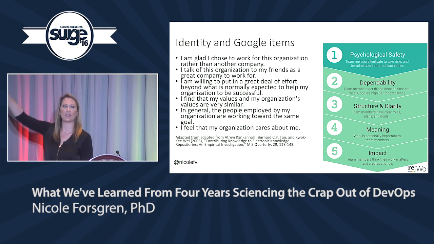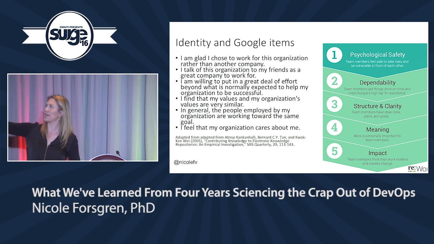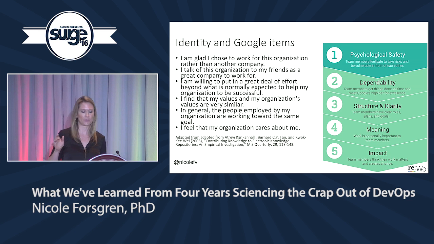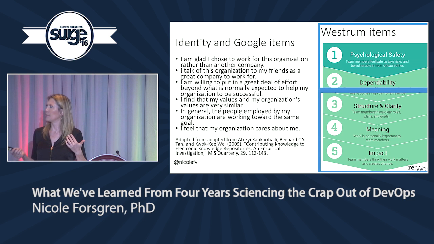So we turned these into questions, or items, right? And then we also added identity. So identity is adapted from Concanaly et al. It's an MIS paper. And then we also had the Westrum items. If you remember the Westrum items, they talked about failure leads to inquiry, novelties implemented, those types of things. I couldn't fit all of it on a slide. Here's what we found.